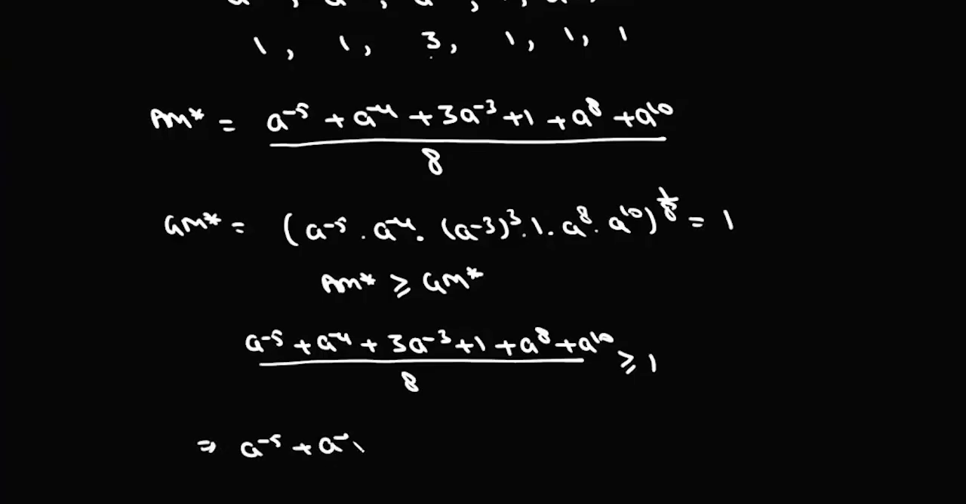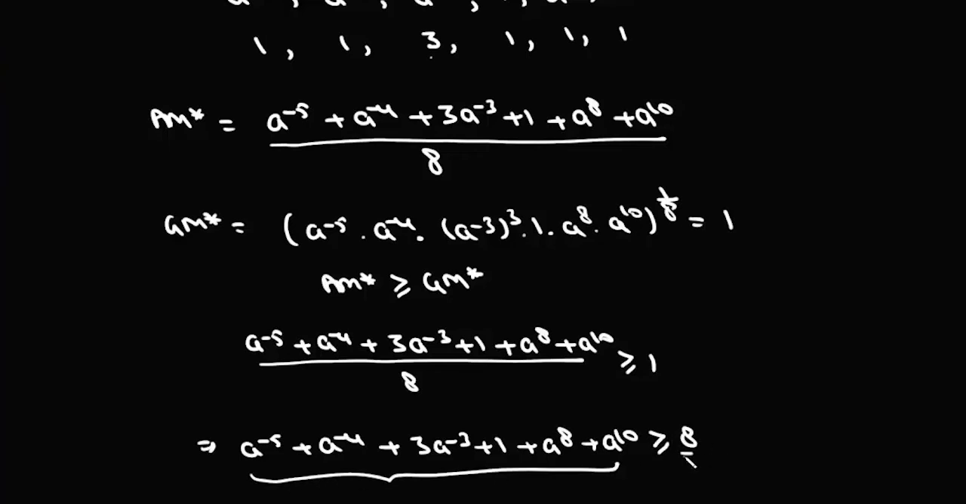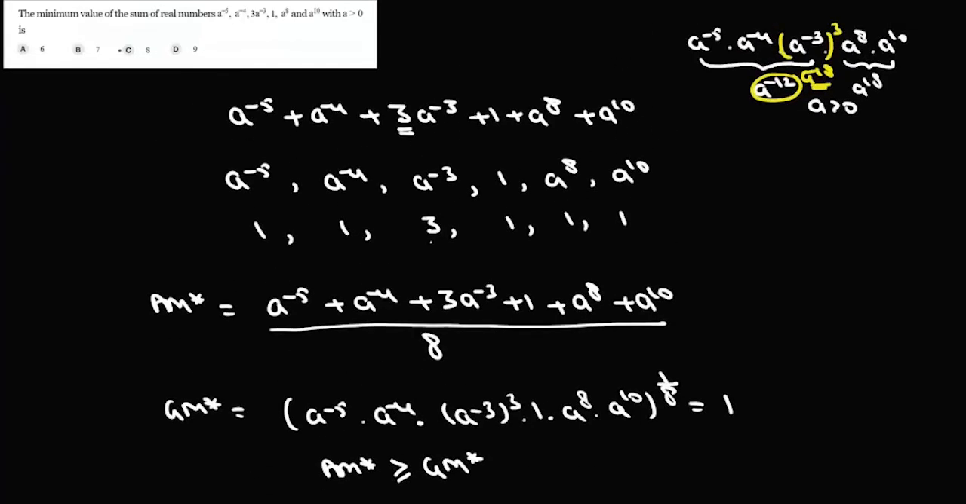or simply we can write a to the power minus 5 plus a to the power minus 4 plus 3 a to the power minus 3 plus 1 plus a to the power 8 plus a to the power 10 is always greater than or equal to 8. Therefore, its minimum value is simply 8. That means the answer to this question is option C.